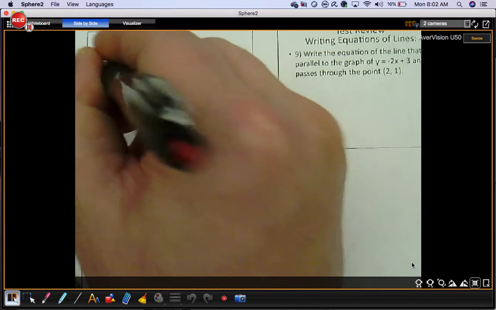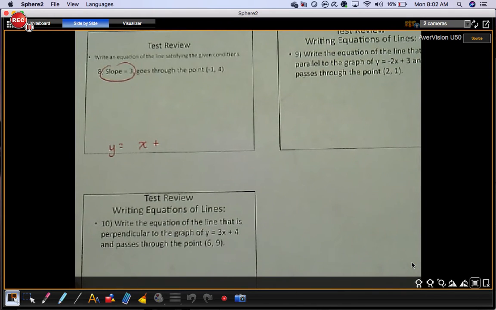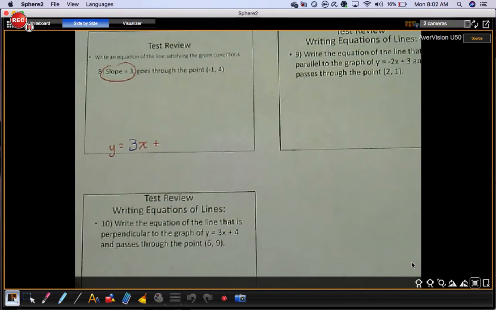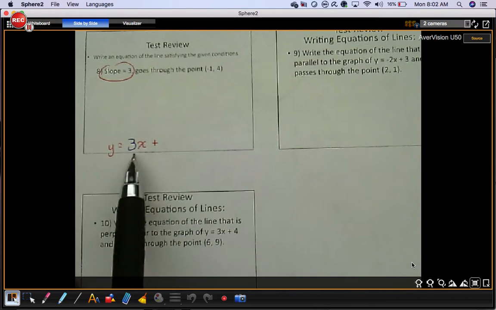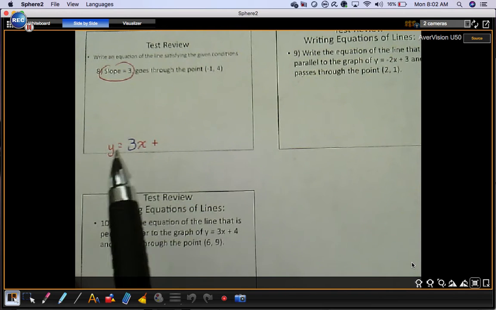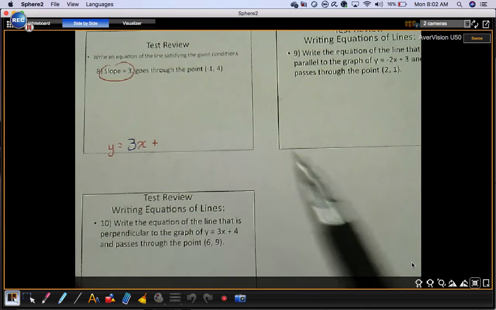They're nice enough to tell you the slope is 3. So where does that go? It goes in that m position right there. So you know right now that your answer is y equals 3x plus something. So on your multiple choice options, look for that. If it doesn't say y equals 3x plus something, you know it's not the answer.